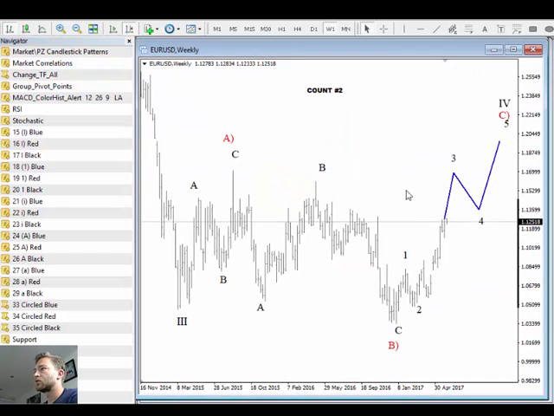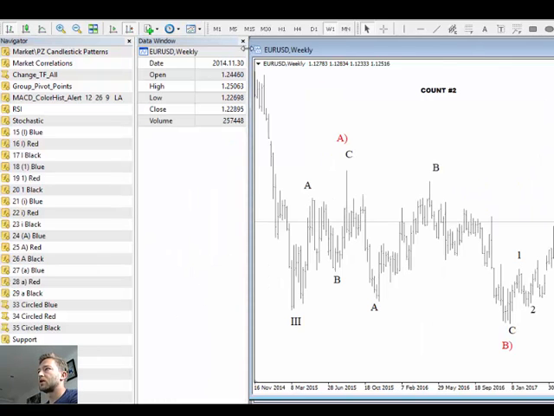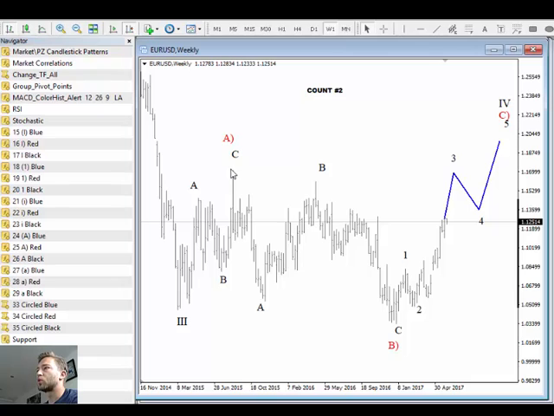Or maybe this second count will prove correct, which is actually a flat correction, a 3-3-5 pattern, which means three waves up for a wave A, then three waves down for a wave B, and then a 5-wave rally for a wave C. So no matter which count we are tracking, I think that we have enough signs and evidence that we are in a correction of a higher degree and that this one is still incomplete.